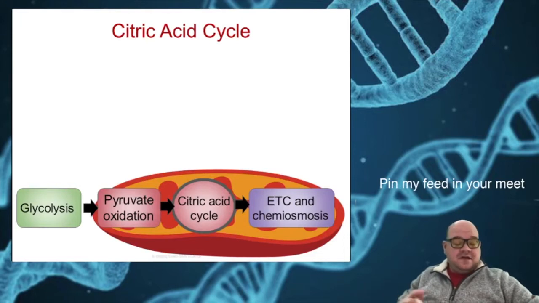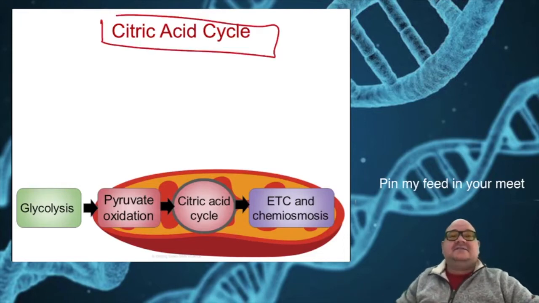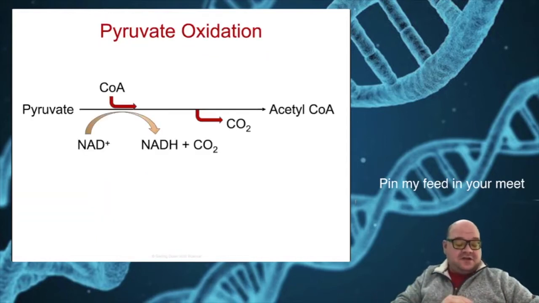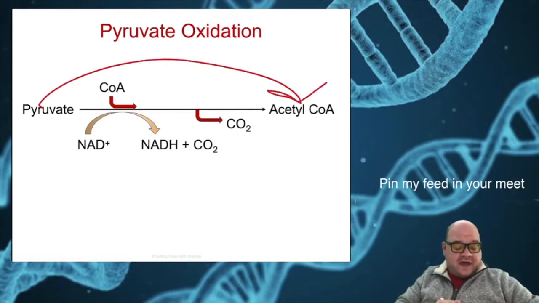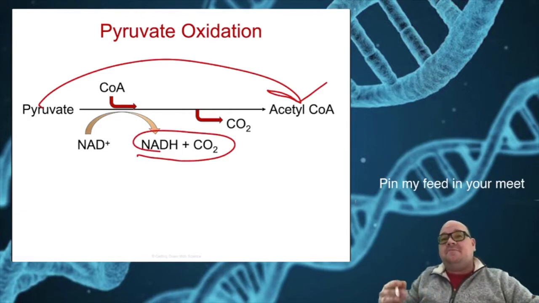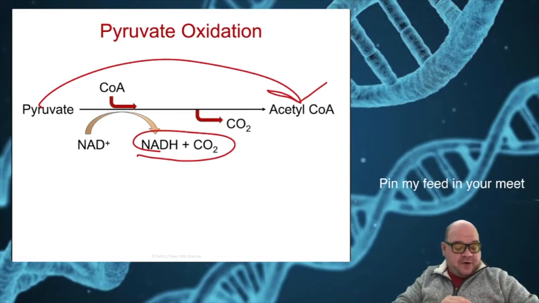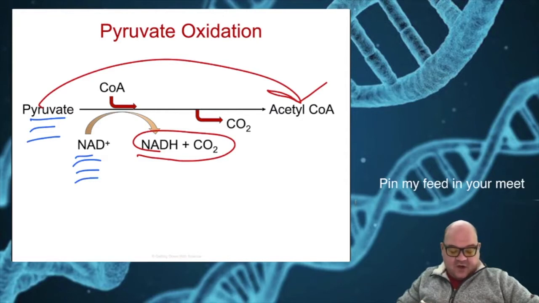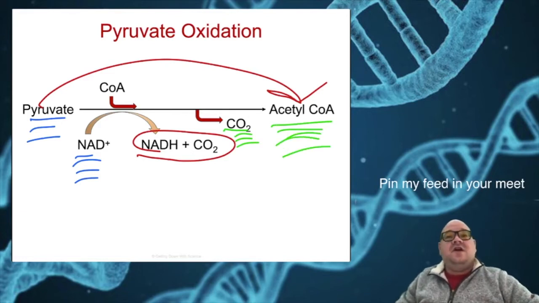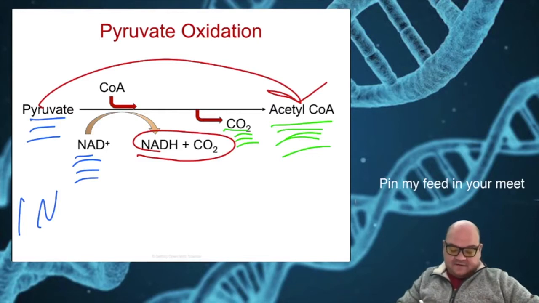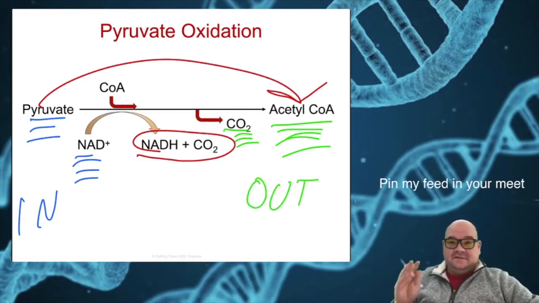Okay, so pay attention because we just moved into the next step. Pyruvate oxidation, there it is right there. We turn pyruvate into acetyl-CoA, and we also get NADH. So know what's made in pyruvate oxidation. Know your inputs, okay, and know your outputs, which I'm going to underline in green. So know your inputs and outputs. So in and out. All right. That's the big idea.